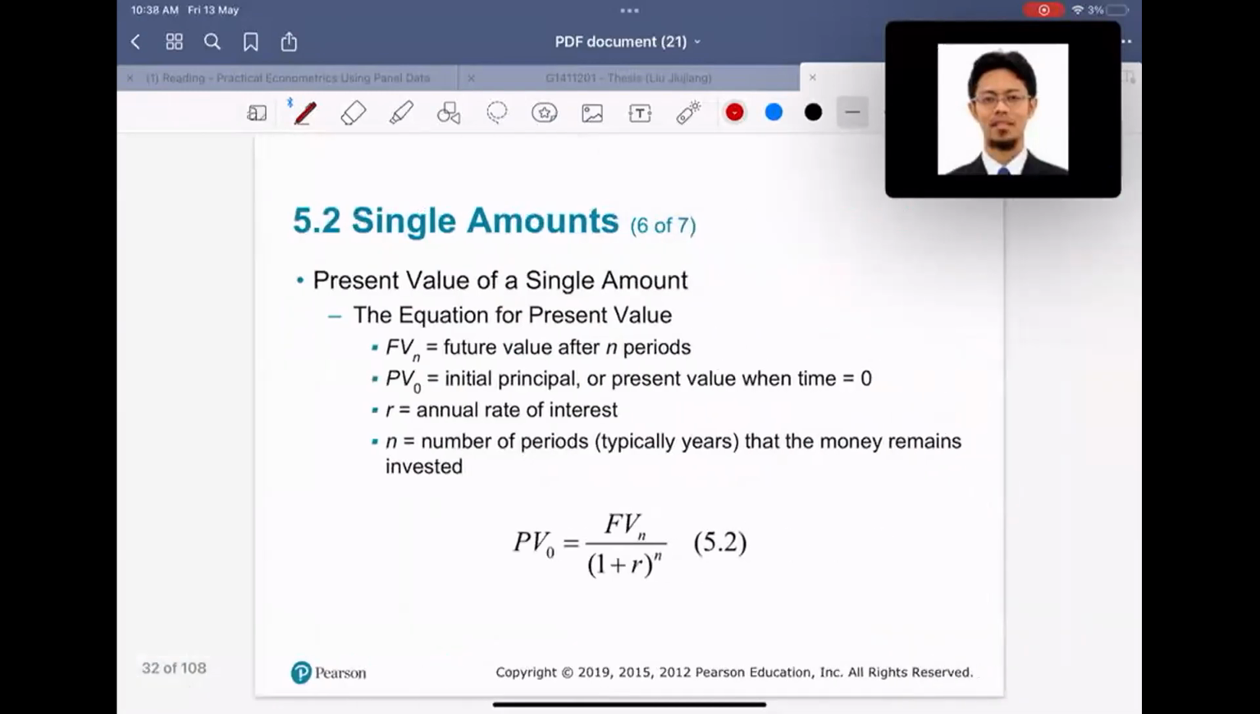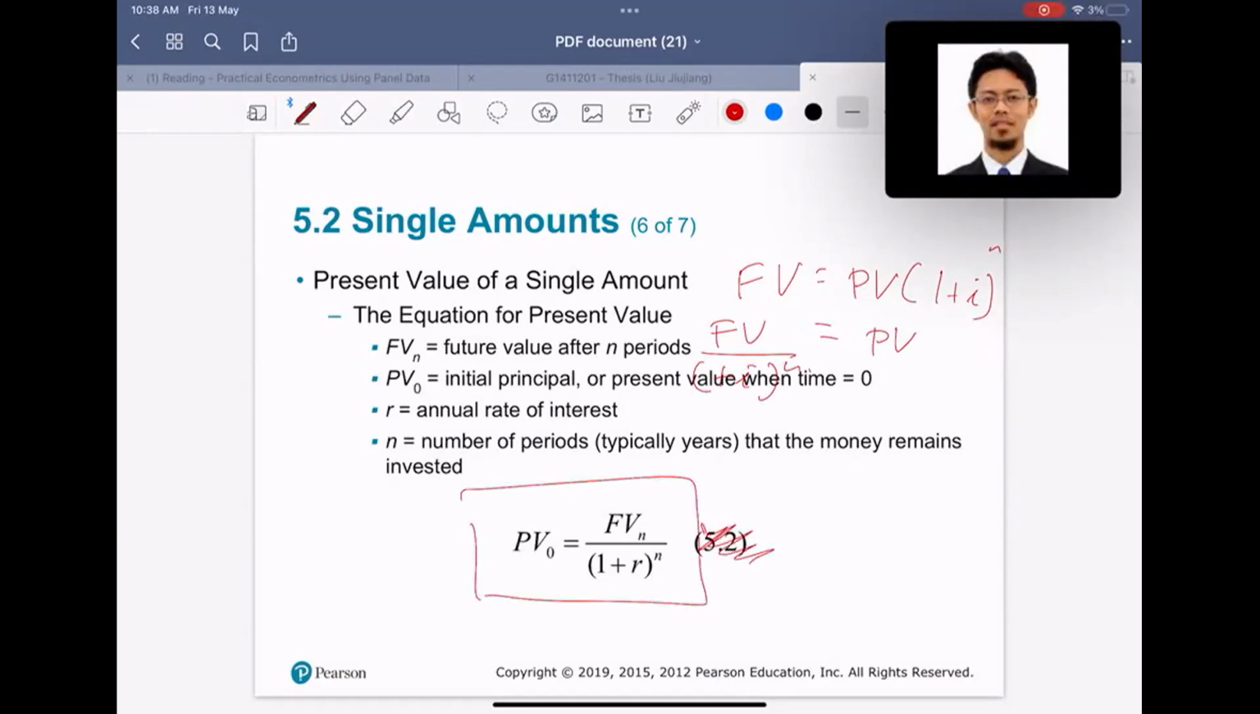I just put future value here. Previously I said either I put I or R, right? To the power of N. So your present value will be future value over 1 plus I to the power of N. Okay, so this is your formula.